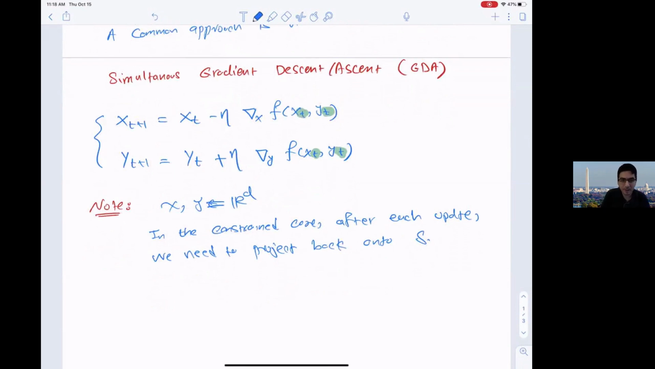Let me pause and see if there are questions. I see some questions in the chat box. Is there any order to update X and Y? Good question. So far, no, right? It's simultaneous. So we update both of them at the same time. If you look at alternating gradient descent, you may start with one player and update the other player.